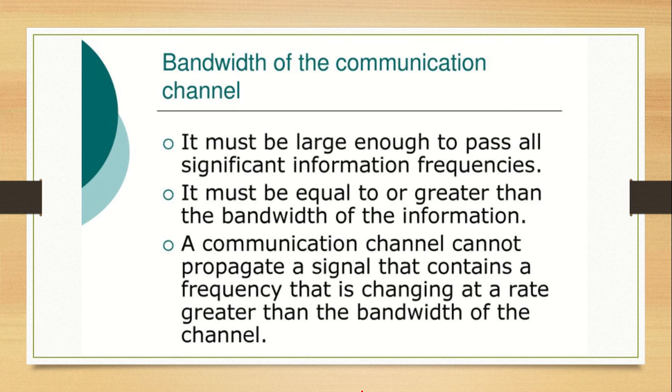The bandwidth of the communication channel must be large enough to pass all significant information frequencies. It must be equal to or greater than the bandwidth of the information. A communication channel cannot propagate a signal that contains a frequency that is changing at a rate greater than the bandwidth of the channel. So the channel bandwidth should be equal to or greater than the bandwidth of the information.